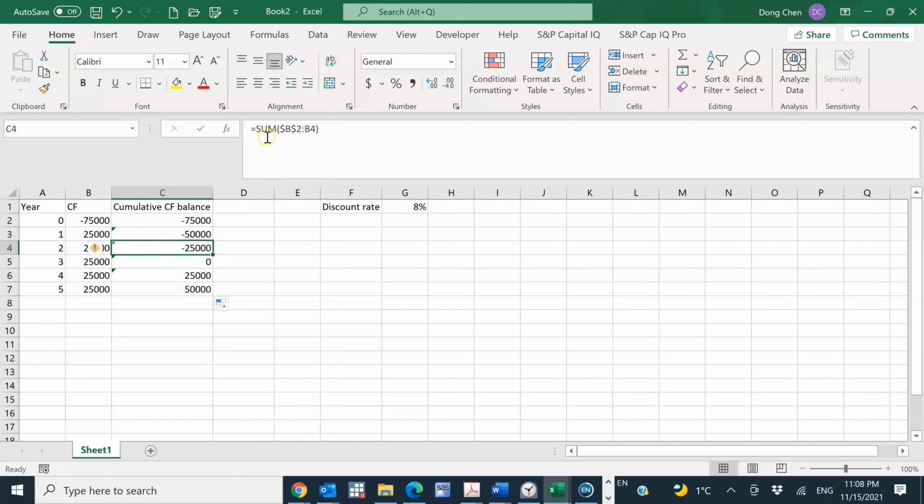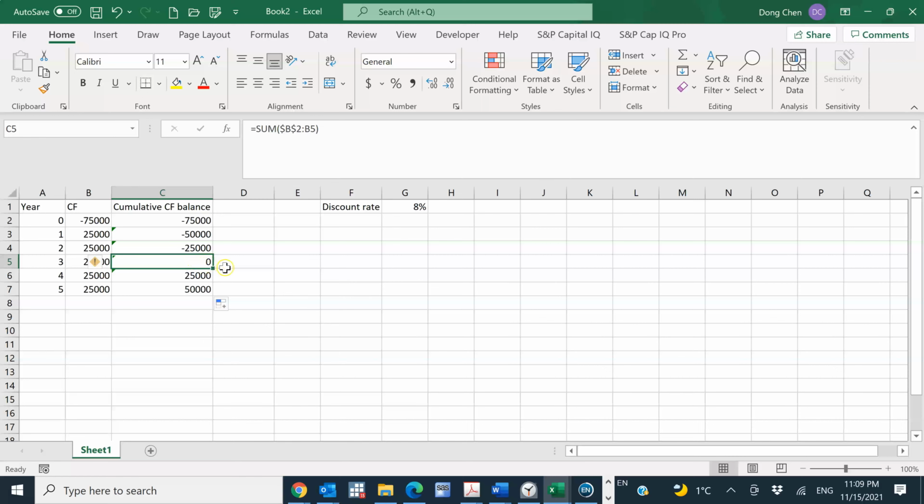Now you can see when I drag the cell all the way down to the last year, for example for year 2, this is the sum of B2, which is the starting cash outlay, to B4, which is year 2's cash flow. By this, you can see that it is actually very easy to see, because by year 3, the sum of the cash balance exactly equals 0.